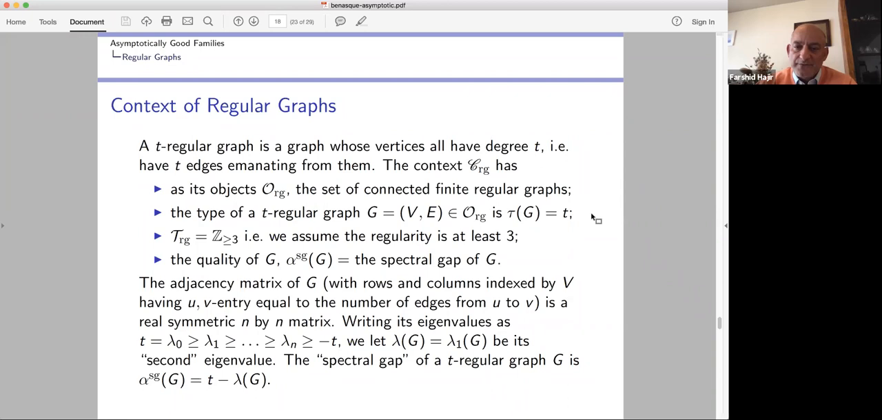So the objects are regular graphs. These are connected graphs where the number of edges coming out of each vertex is constant for the graph. So the type of the graph is just going to be the regularity index, the number of edges at each vertex. And for the set of types, I'm going to assume that regularity is at least 3. It's not very much fun when the regularity is smaller than that.